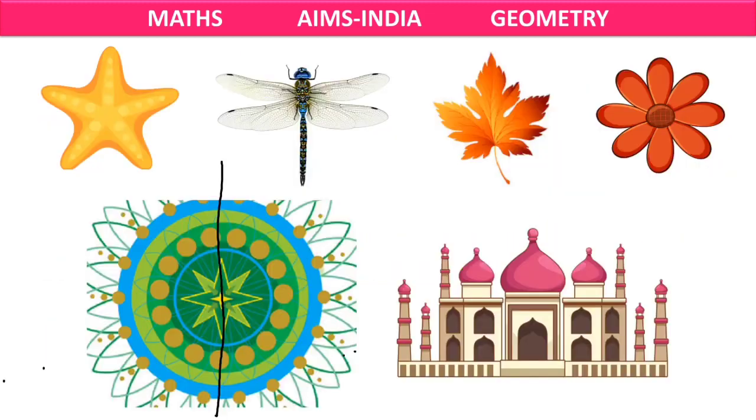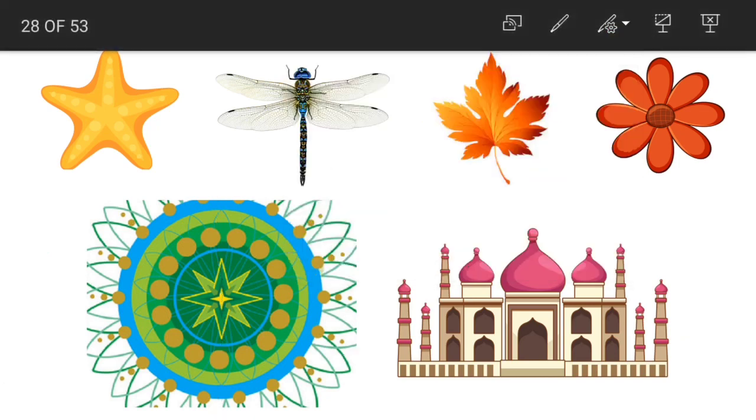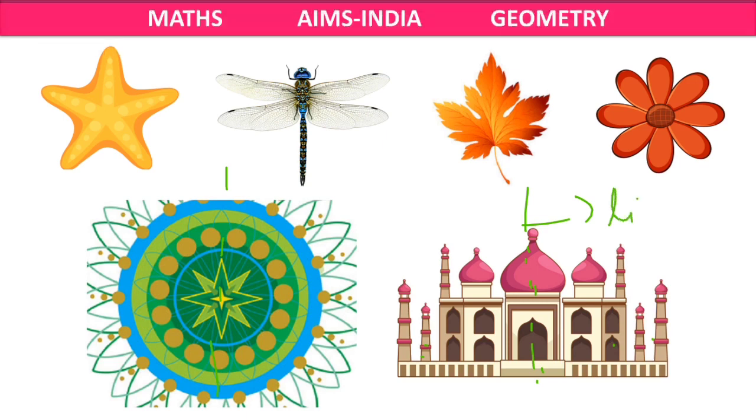Yes, I hope this is clear. What is it? It is about symmetry. Symmetry is nothing but when we have two identical halves of a given object, the object is said to be symmetrical, and the line which divides it into mirror halves is called the line of symmetry.